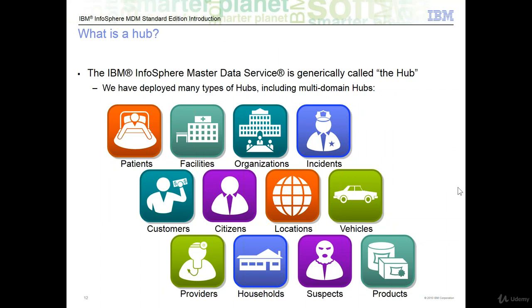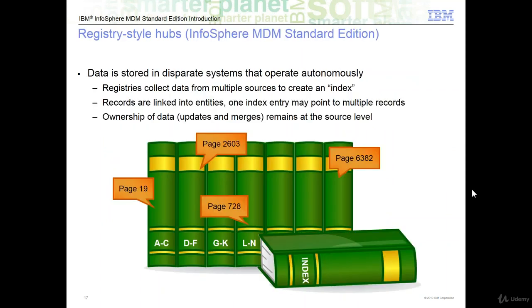Now, the data is stored in disparate systems that operate autonomously, and that is the registry style hub. An index is created where the registries collect data from multiple sources. Then the records are linked into entities, and the ownership of data remains at the source level.